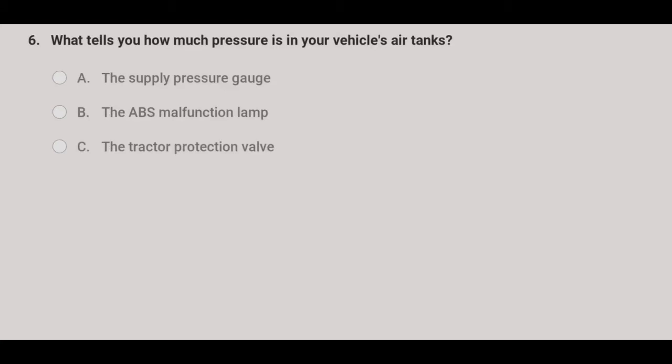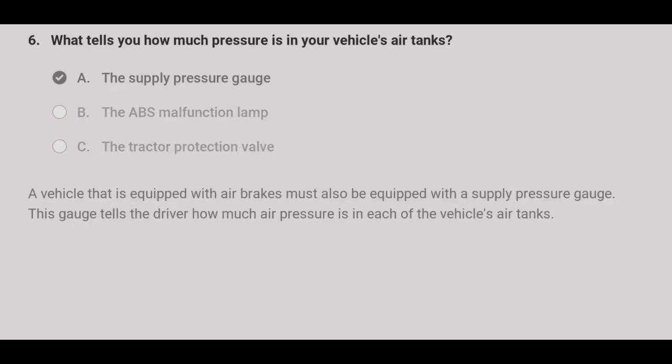What tells you how much pressure is in your vehicle's air tanks? A. The supply pressure gauge. B. The ABS malfunction lamp. C. The tractor protection valve. A. The supply pressure gauge. A vehicle that is equipped with air brakes must also be equipped with a supply pressure gauge. This gauge tells the driver how much air pressure is in each of the vehicle's air tanks.